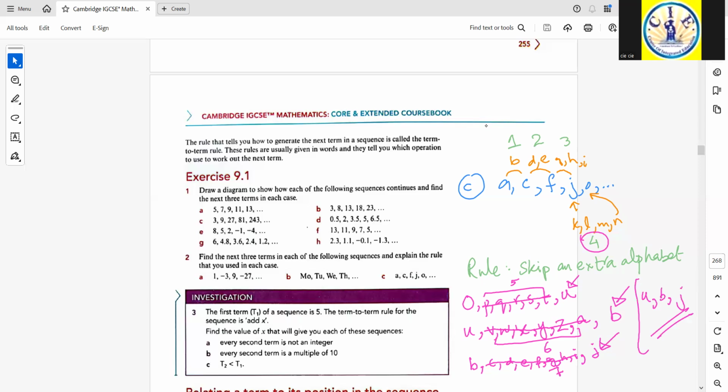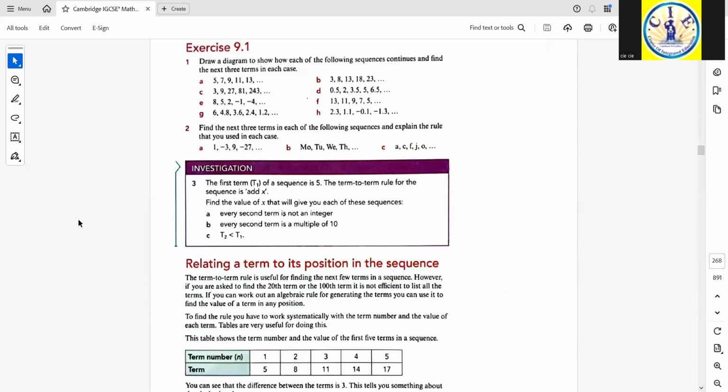Okay. Then it is question number 3, an investigation question. The first term, represented by T1, of a sequence is 5. The term to term rule for the sequence is add x. Find the value of x that will give you each of these sequences. Part A, every second term is not an integer.